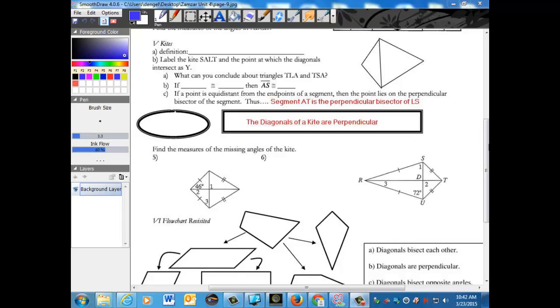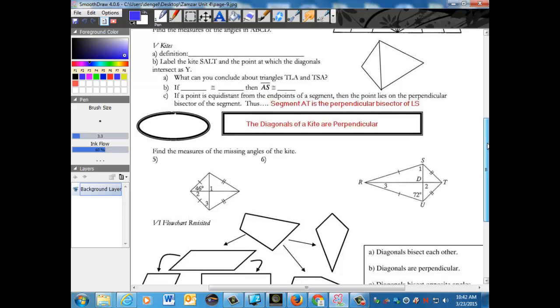Welcome back to geometry. We're doing 6.6 today. However, we still have some problems to finish up from the previous lesson.